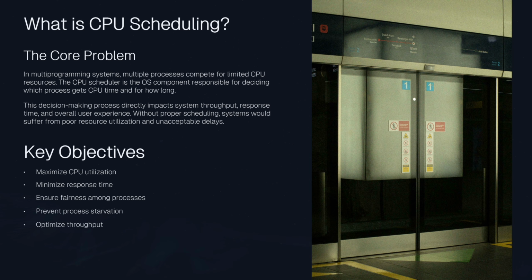What is CPU scheduling? In a multi-programming system, multiple processes compete for limited CPU time. The CPU scheduler is responsible for deciding which process runs next and for how long. Good scheduling helps maximize CPU utilization, improve response time, and ensure fairness among all running processes. Without it, our systems would feel slow and unresponsive.